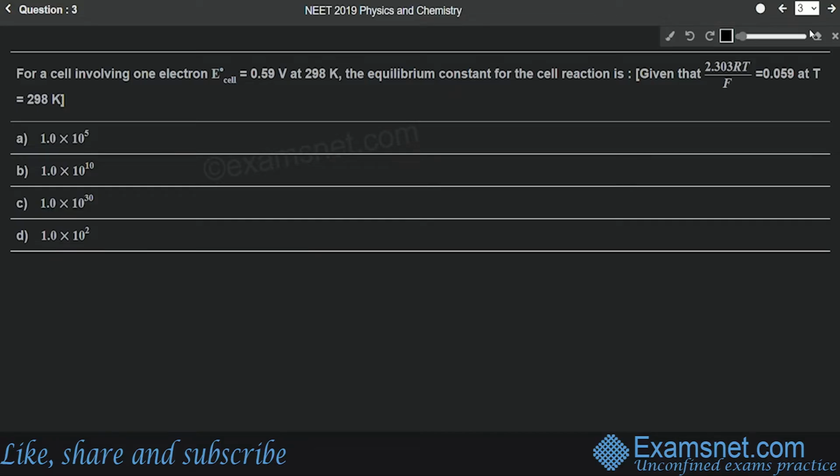Now question number 3 is from the chapter electrochemistry, and the question is: for a cell involving one electron, E0 cell is equal to 0.59 volt at 298 Kelvin. Then the equilibrium constant for the cell reaction is. Okay, so we have to find out the equilibrium constant, that is K equilibrium. Now it is given that only one electron is involved, that means the value of N is 1, E0 cell is 0.59 volt, and also it is mentioned that 2.303 RT by F is equal to 0.059.